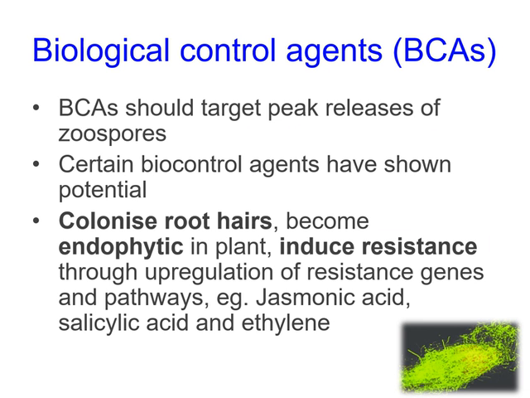The biological control agents work in a number of ways. They colonize root hairs, so they provide direct competition for plant surface to the pathogen. So the pathogen actually has to compete for an infection spot on the root hairs. The BCAs become endophytic in the plant, and in so doing, they induce the plant's resistance through upregulation of various pathways and genes. These include the jasmonic acid pathway, salicylic acid, and ethylene pathways.